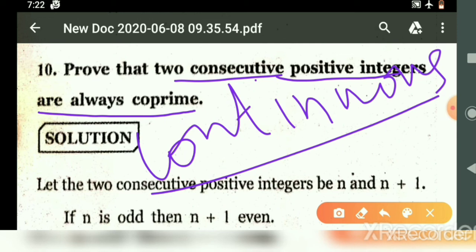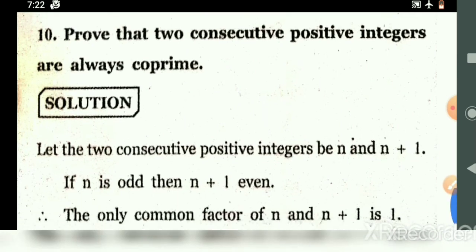We take 6 and 7, which are consecutive. So that pair is co-prime. There are no common factors; only 1 divides both. So next, let the two consecutive positive integers be n and n plus 1.